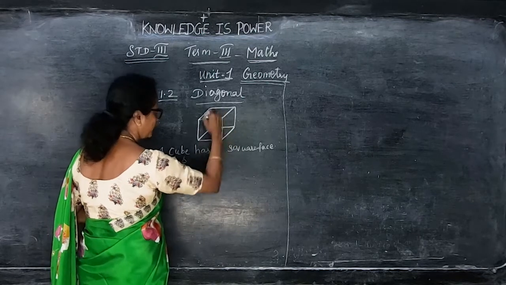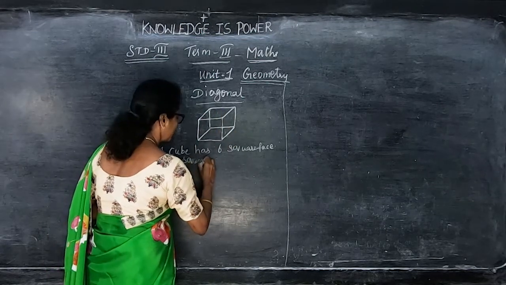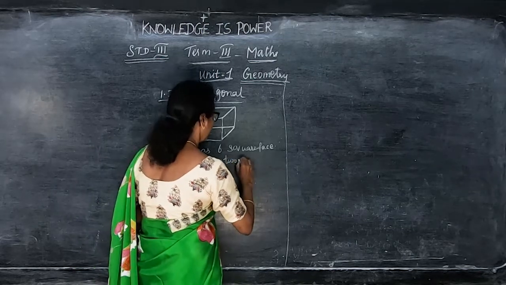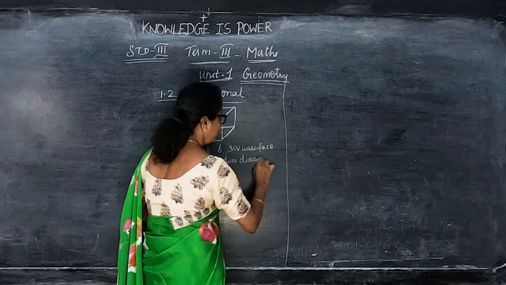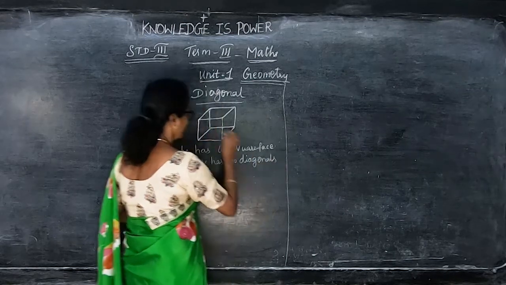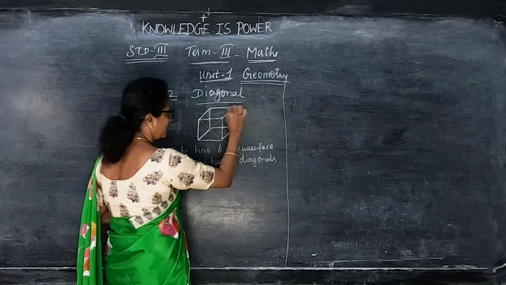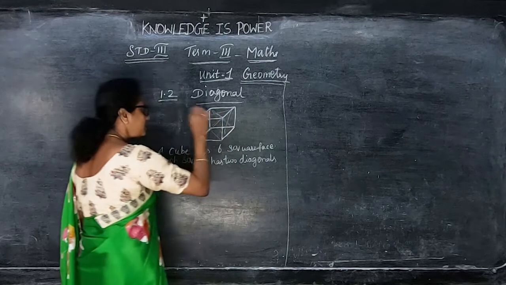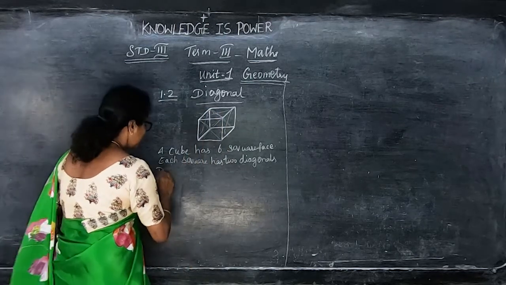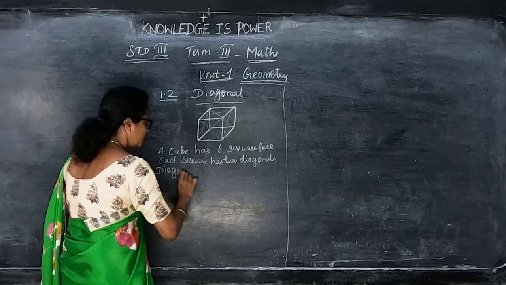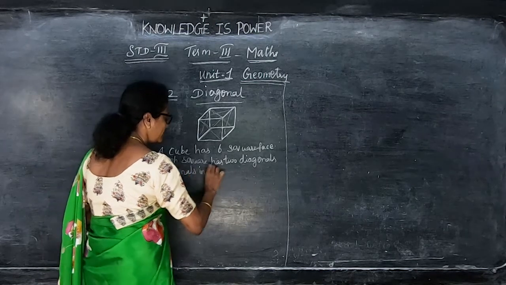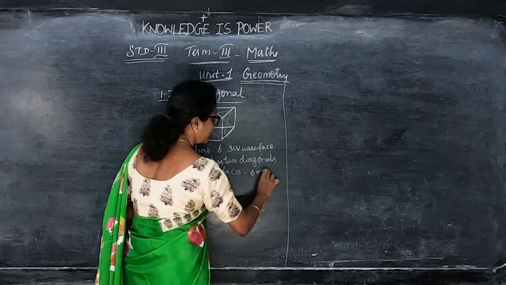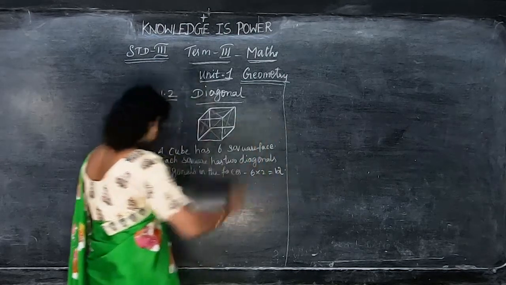Each square has 2 diagonals. So there are 6 squares, right? So how many diagonals did you get? 12 diagonals. 1 and 2 and here 1 and 2. So if you look at the cube, you can get 12 diagonals, 6 twos. So diagonals in the faces. So on the faces how many diagonals? Diagonals in the faces, 2 twos six times, that is equal to 12.